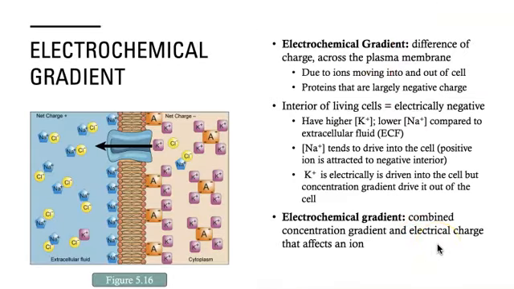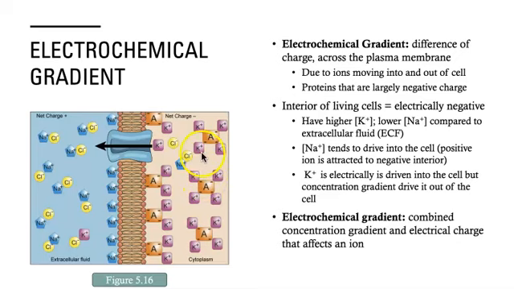Let's discuss that learning objective of electrochemical gradients. This means that we have a difference of charge across the plasma membrane, and this is really due to the ions moving into and out of the cell, and we've got these really large negatively charged proteins. We're representing them with the letter A inside of the cell. So in general, the majority of our cells are going to have a negative charge inside of the cell and a positive charge outside of the cell.